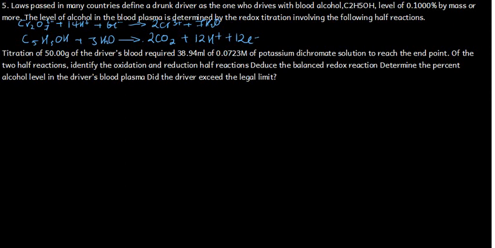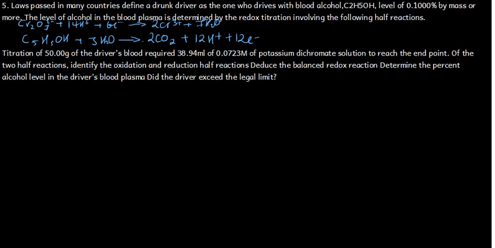Laws passed in many countries define a drunk driver as one who drives with a blood alcohol, that is the ethanol level, of 0.1% by mass or higher. The level of alcohol in the blood is determined by the redox titration involving the following half reactions, as we can see there. Titration of 50 grams of the driver's blood plasma required 38.94 milliliters of 0.0723 molar potassium dichromate solution to reach the end point.